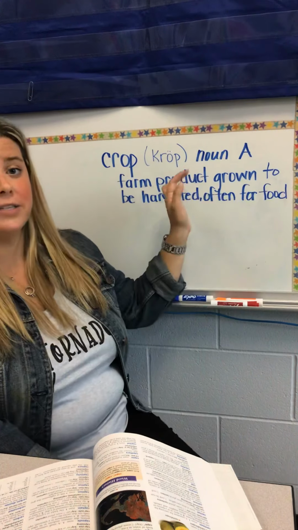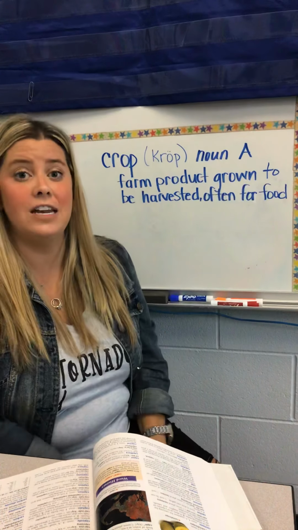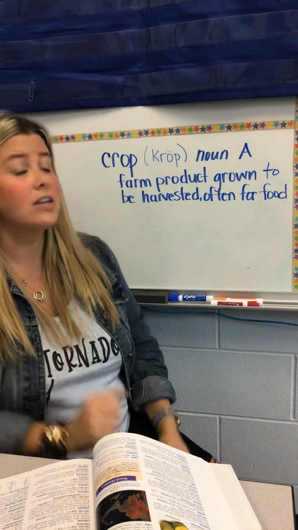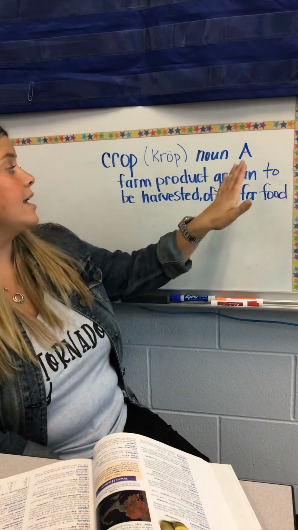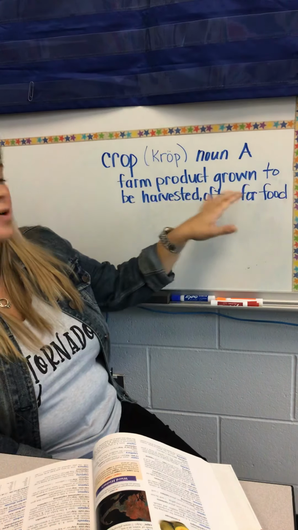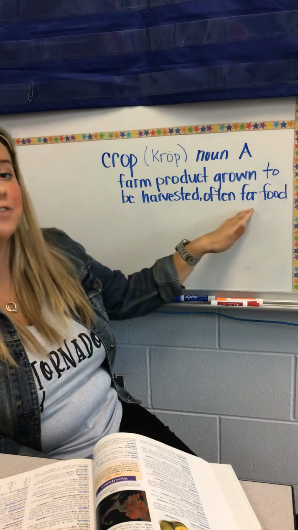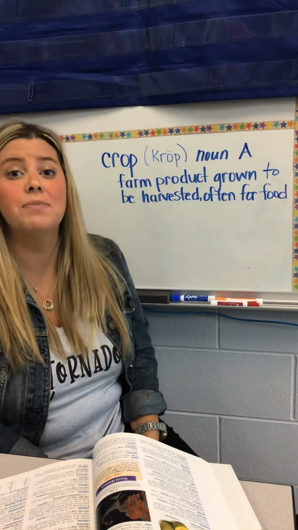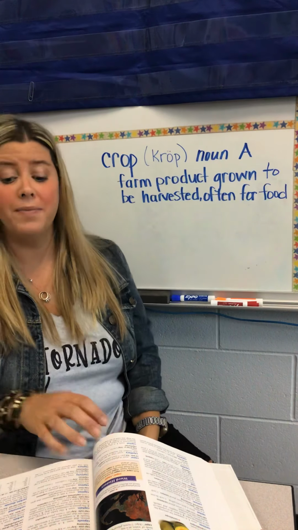And then after those things, it gives you the definition. And the definition is just what a word means. So the definition of crop is a farm product grown to be harvested, often for food. So kind of like we talked about last week, a crop is something that a person grows for food.